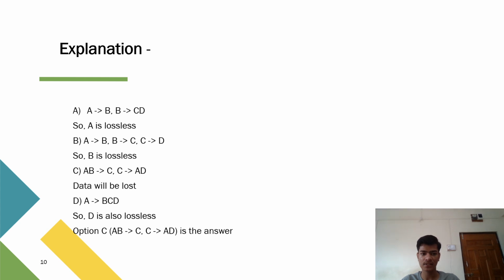So, A is lossless. Now, talking about option B, A implies B, B implies C, C implies D. A is the key in R1, B is the key in R2, C is the key in R3. So by combining all of this, we will get the whole table. So B is also lossless. Now talking about AB implies C and C implies AD. Since C is not the key in R1, when combining, the data will be lost. So our correct answer is option C.